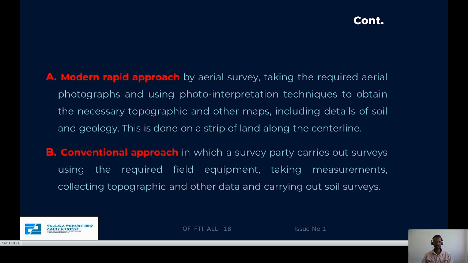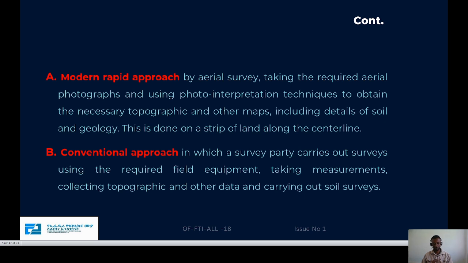The first is the modern rapid approach. This modern rapid approach uses aerial survey or aerial photographs and photo interpretation techniques to obtain the necessary topographic and other maps, including details of soil and geology, and a strip of land along the center line. The first is modern, by using aerial photographs.